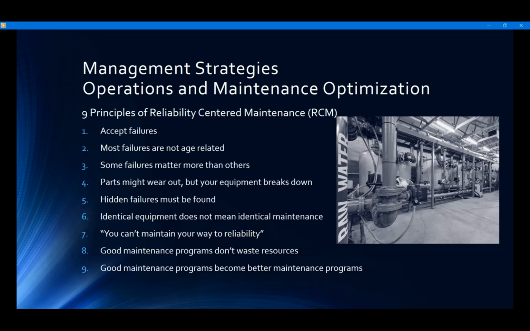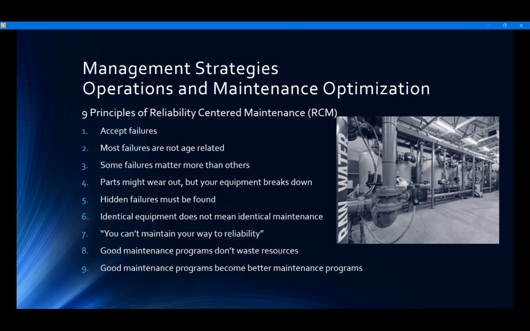Number 7, you can't maintain your way to reliability. I love this quote, and it's very true. Maintenance can only preserve your equipment's inherent design reliability and performance. If the equipment's inherent reliability or performance is poor, doing maintenance will not help. No amount of maintenance can raise the inherent reliability of a design. To improve poor reliability or performance that's due to poor design, you need to change the design. It's that simple. When you encounter failures, defects that relate to design issues, you need to eliminate them.